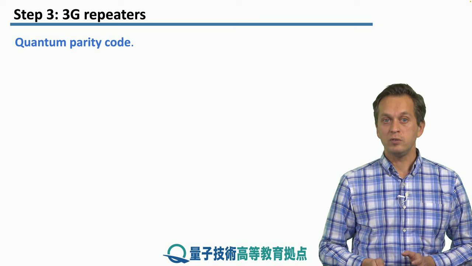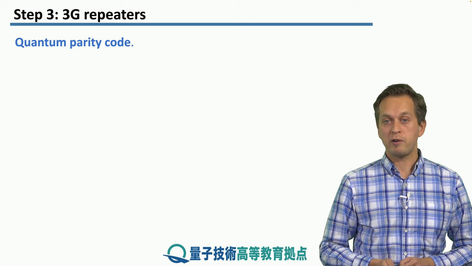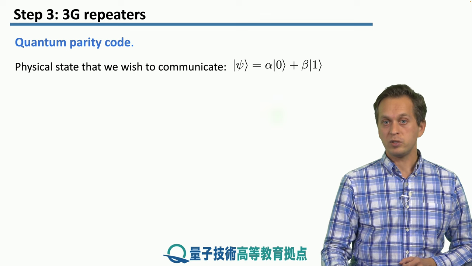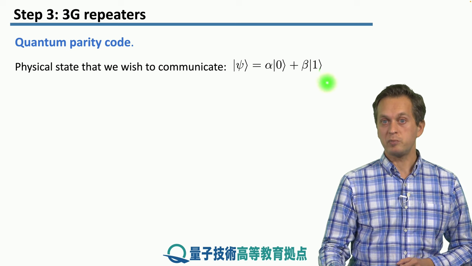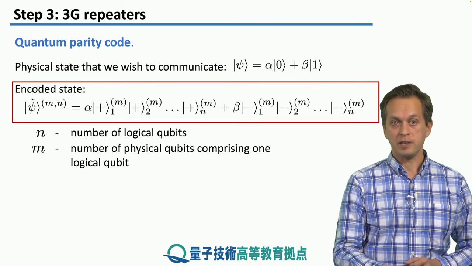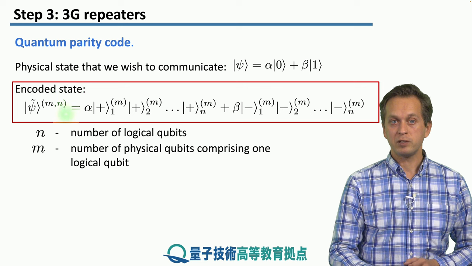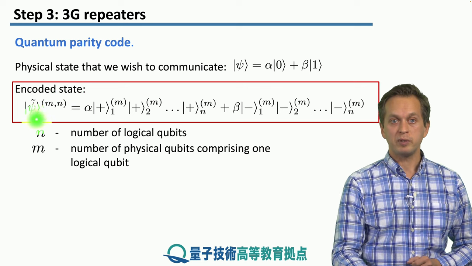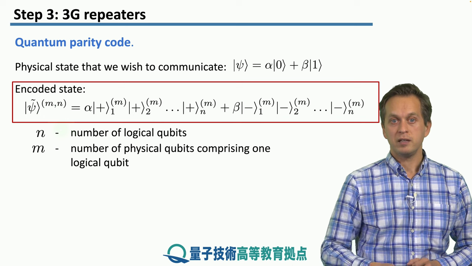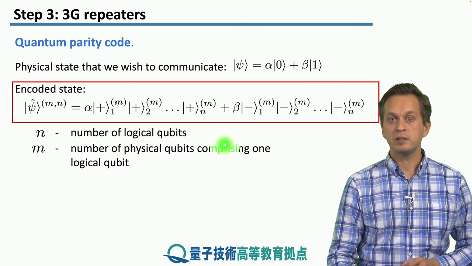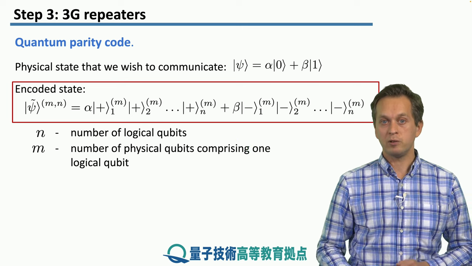And one way of doing this is using quantum parity code. This code takes the physical state, which is some superposition, alpha 0 plus beta 1, and encodes it into the following state. So this is a pretty complicated state, so let's take it slowly and analyze what each bit means. We have two new parameters. We've got parameters m and n. n is the number of logical qubits, and m is the number of physical qubits comprising one logical qubit.